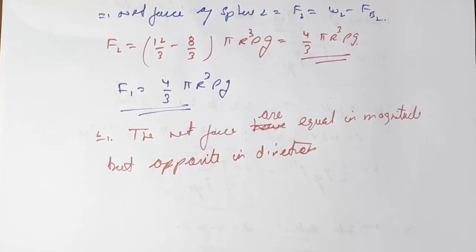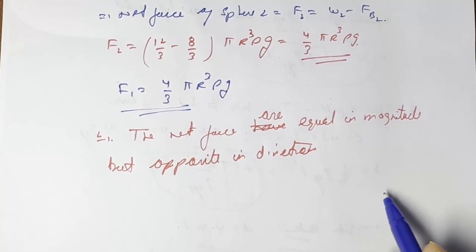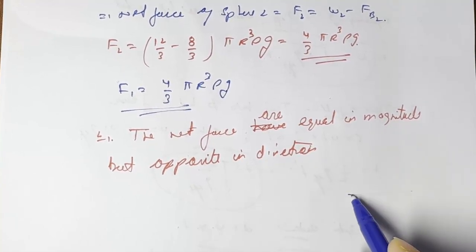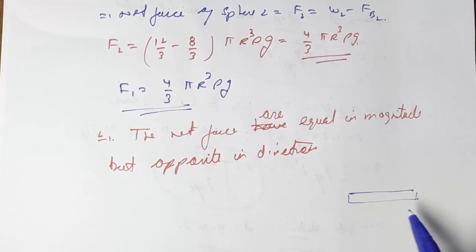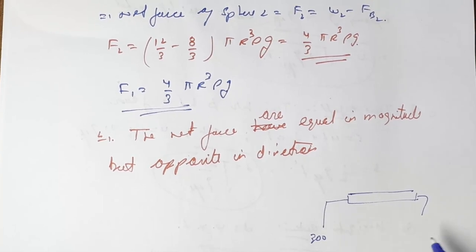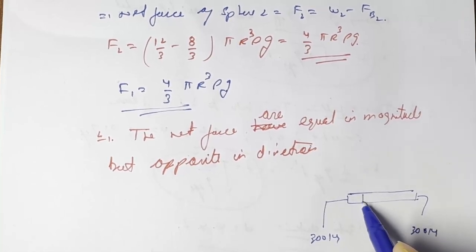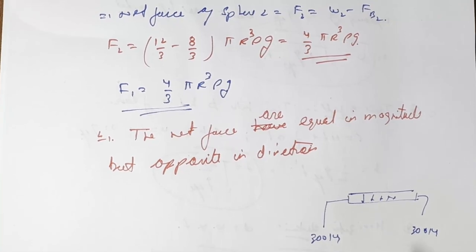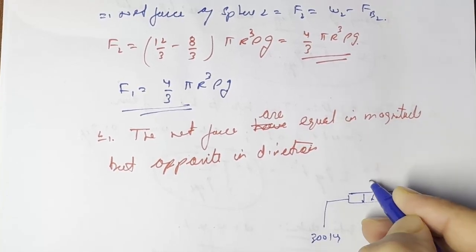So normally we have already studied the spring balance system. Let me draw something like this. On both ends we have connected a weight that is equal to, suppose, 300 kg. And if we try to find out what will be the reading on this spring balance, we can easily find out that the reading on the spring balance will be equal to 300 only.